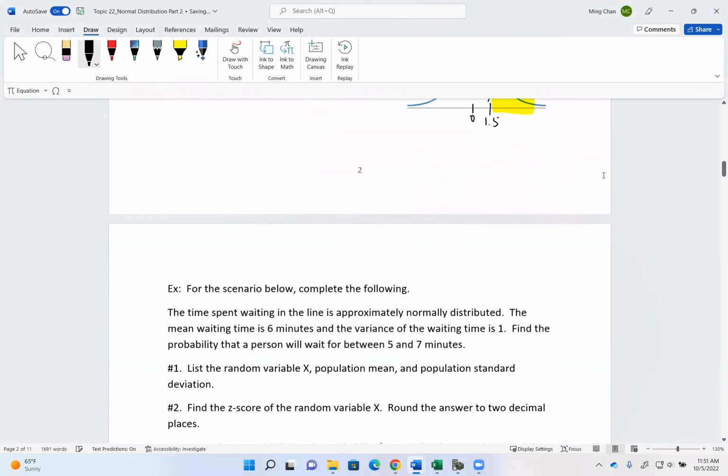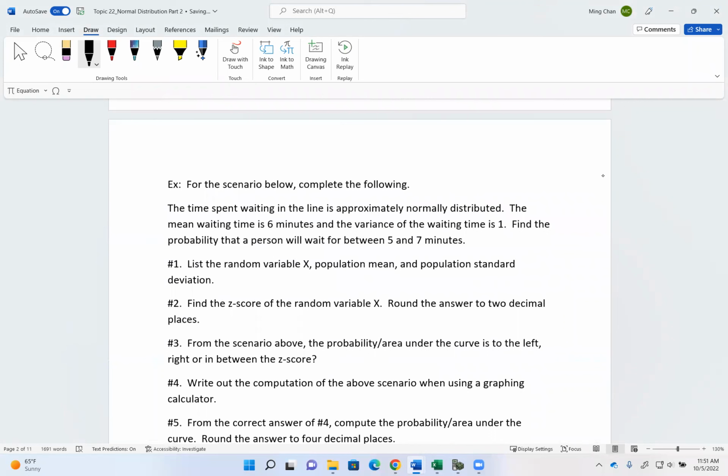All right, let's look at another scenario. So this one is in between. The time spent waiting in the line is approximately normally distributed. The mean waiting time is 6 minutes, the variance, so this one is giving me variance, not standard deviation, waiting time is 1 minute. Find the probability that a person will wait in between 5 and 7 minutes. So my random variable X will be 5 minutes, waiting 5 minutes, waiting 7 minutes.